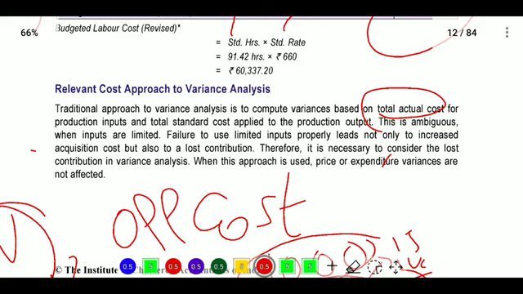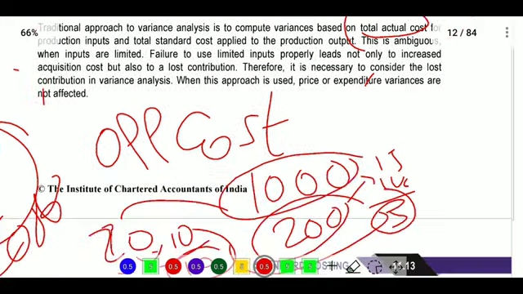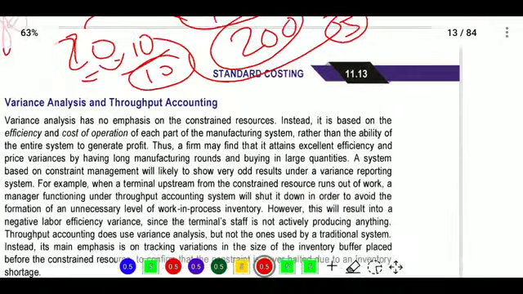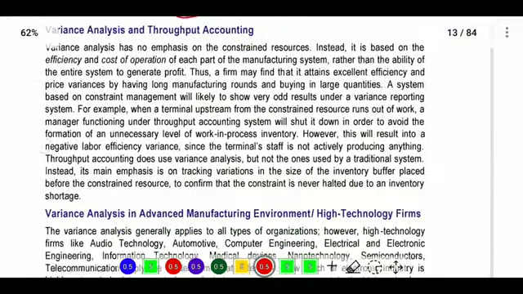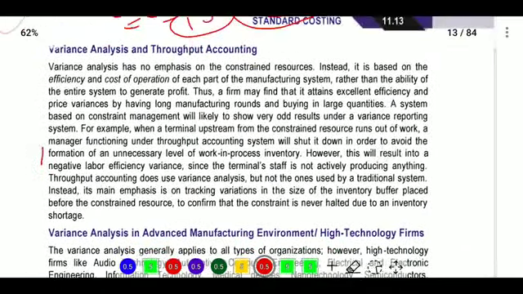Next, variance analysis and throughput accounting. Variance analysis places no emphasis on constrained resources. Instead it is based on the efficiency and cost of operation of each part of the manufacturing system, rather than the ability of the entire system to generate profit. This is the case of variance analysis and throughput accounting.